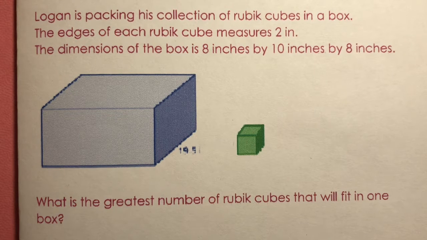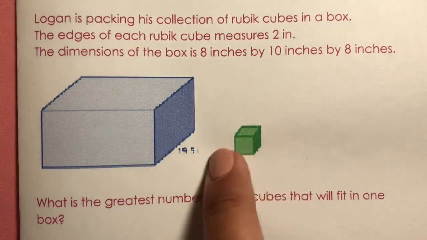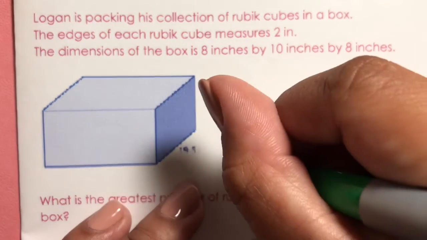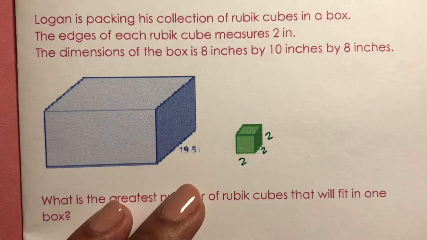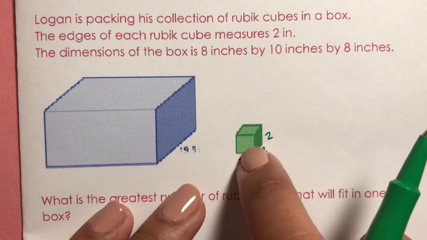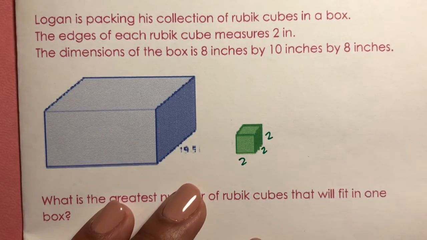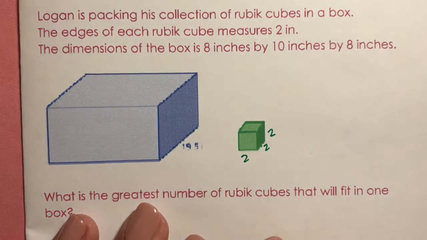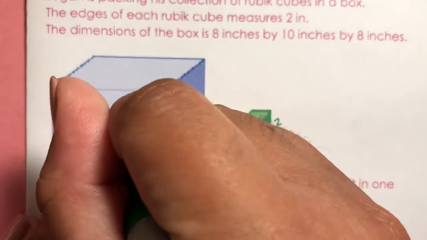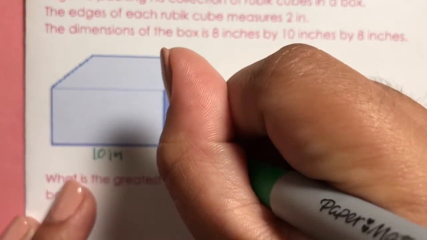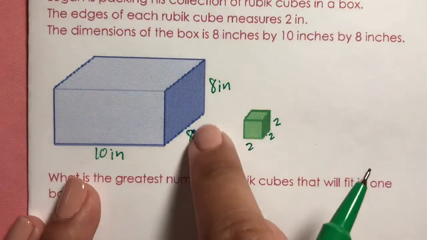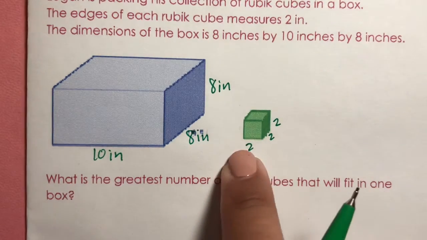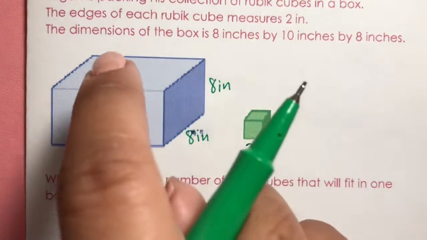Okay, so there are several things going on here. We know that we have these Rubik's Cubes. So this is your Rubik's Cube, and I believe it will be labeled on your paper, but it's not labeled on mine. And we know that the edges of each Rubik's Cube are 2 inches. Now the box is measured by 10 inches right here, and 8 inches, and 8 inches. So we know the dimensions of our box. Now he wants to put all of these Rubik's Cubes into this box.